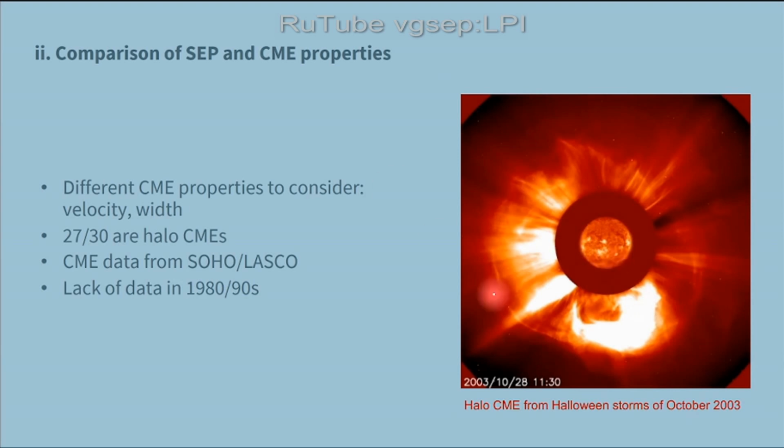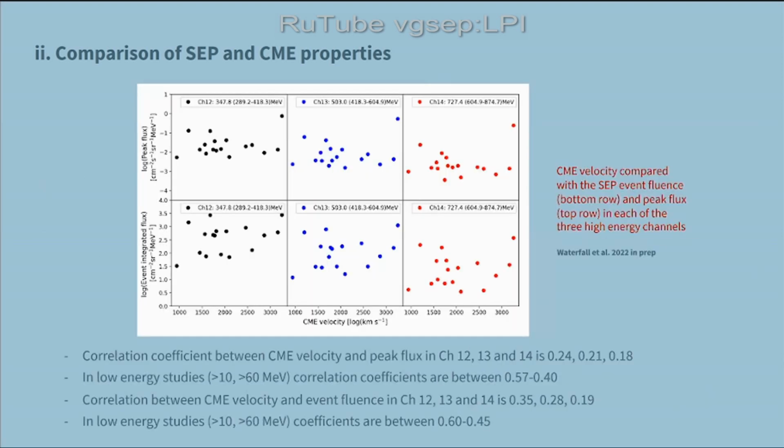So we've mainly been looking at the CME velocity instead. I will say at this point, our events date back to the 1980s and 90s, and there's quite a big lack of CME data in this time, so we did have a reduction in our number of events there. On the x-axis here, we have the CME velocity. The top panels are the peak fluxes in the 3 GOES high energy channels, and the bottom panel is the fluence from the 3 high energy channels.